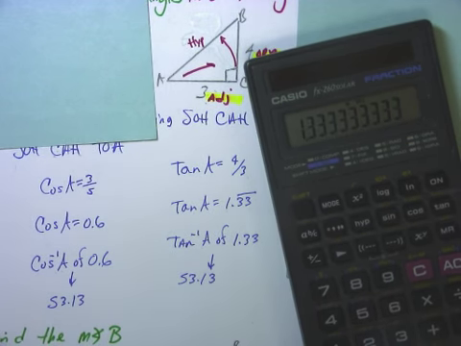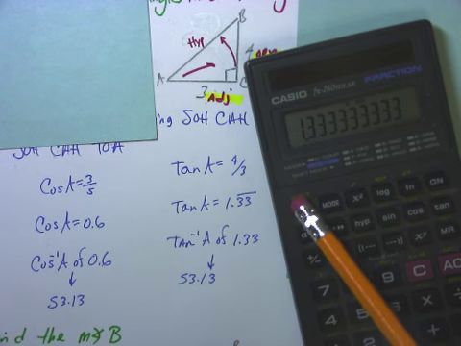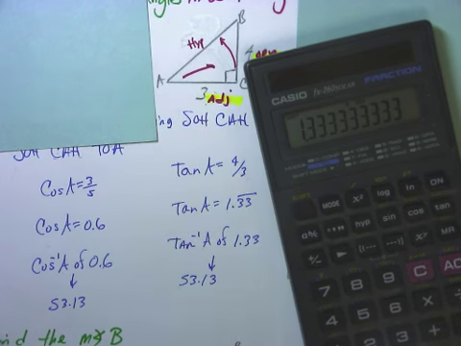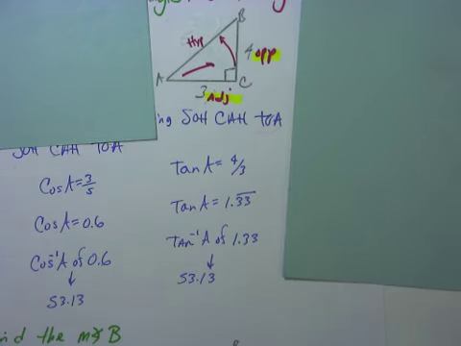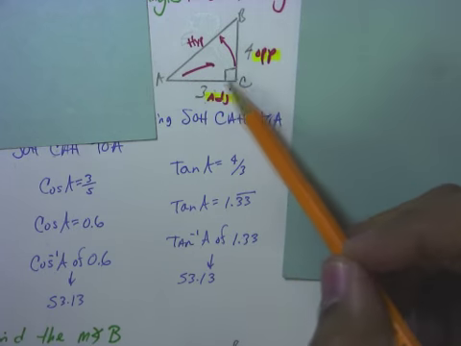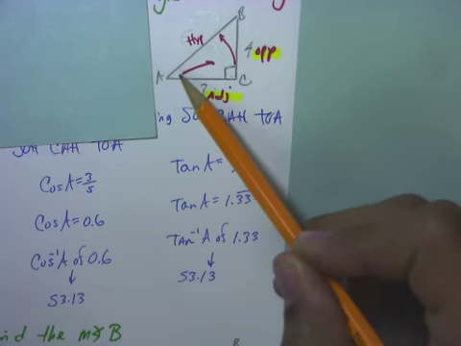So when I do that, let me grab my calculator. Let me take 4 divided by 3. I get 1.3 repeating. And I want to find the inverse function of the tangent function, right? So shift, tangent, and what do I get? 53.13. So the measure of angle A comes out to be 53.13 degrees.